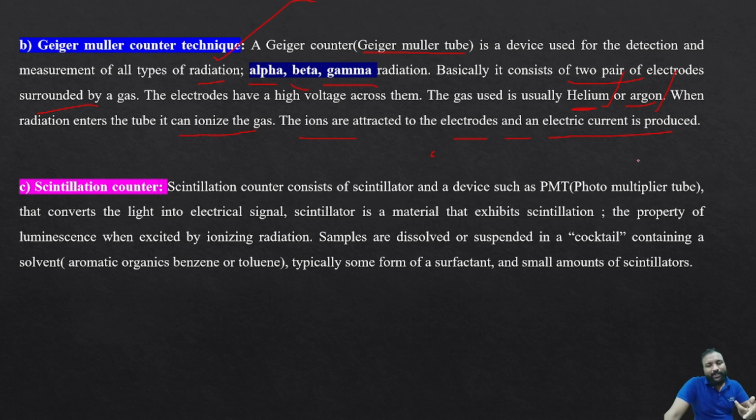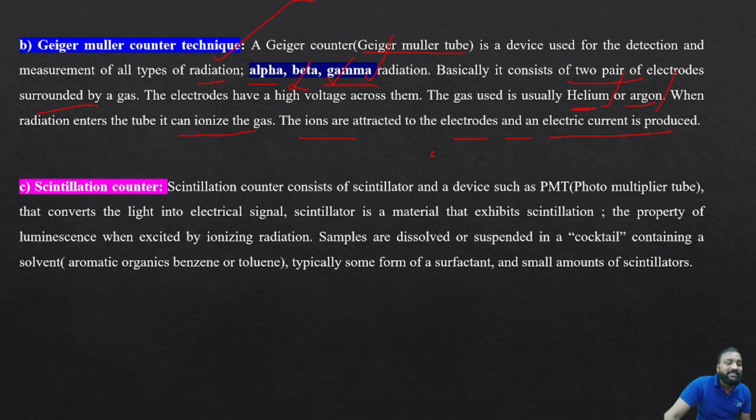It has two electrodes surrounded by gas. When the electrodes have a high voltage across them, there are fluctuations with respect to the radiation emitted by the compound, so that we can detect it, like in normal spectroscopy absorption or radiation. Here itself we can observe which type of radiation is there, alpha, beta or gamma radiation. Clear? Yes, that's about the Geiger-Müller counter technique.